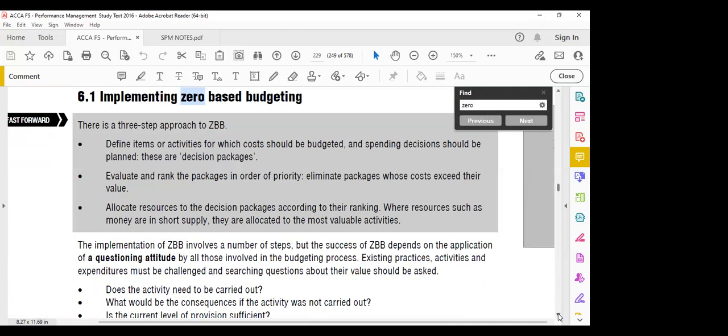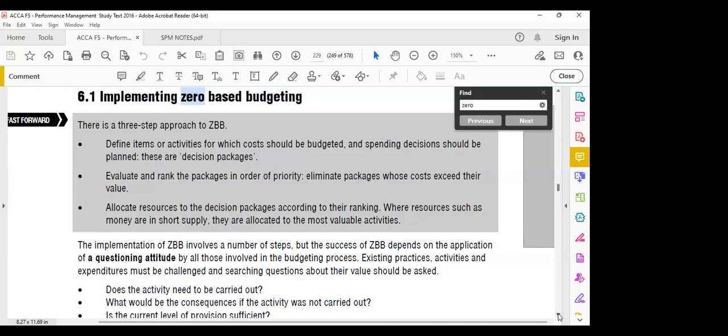But for that question to be answered, you need to talk about implementing here. So your suggested solution should be: you first of all introduce what is ZBB, and then after that you go down to its benefits, and then implementation. For implementation, there is a 3 step approach. You need to talk about the 3 approaches, and then talk about how it will improve those 3 approaches. You need to define the items or activities for which the cost should be budgeted. Those answers will be extracted from there.